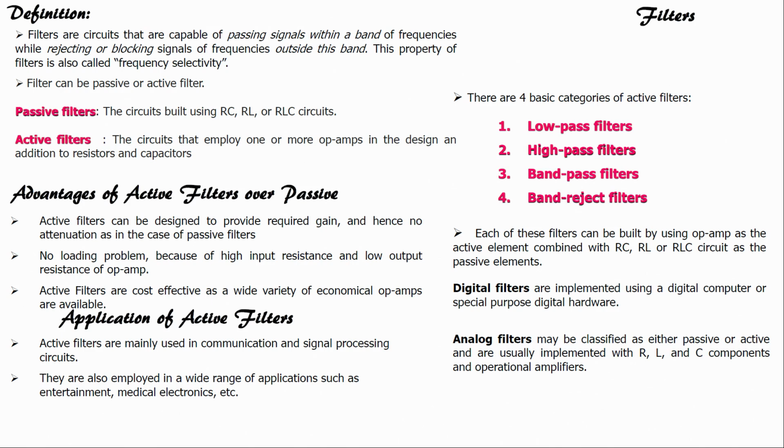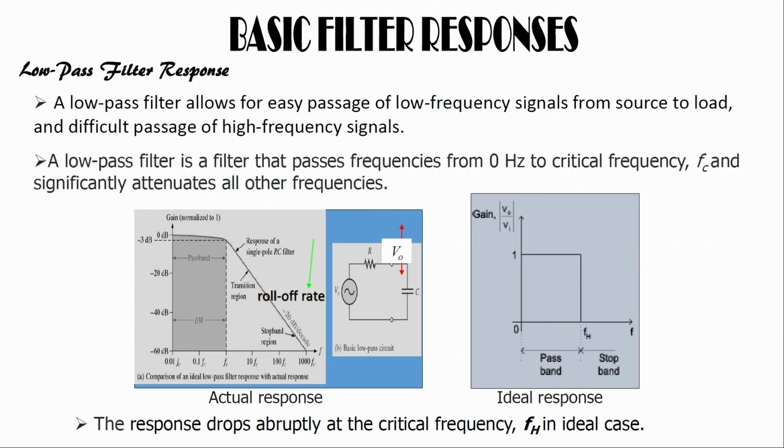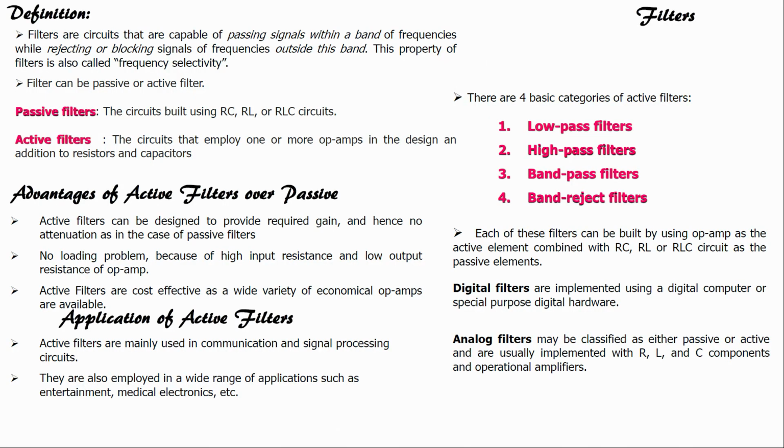Now, there are four basic categories of active filters: low pass, high pass, band pass and band reject, right. And further we can also classify filters into digital filters and analog filters. Digital filters are implemented using a digital computer or special purpose digital hardware, while analog filters can be classified as either active or passive, implemented with R, L and C as well as op amps.